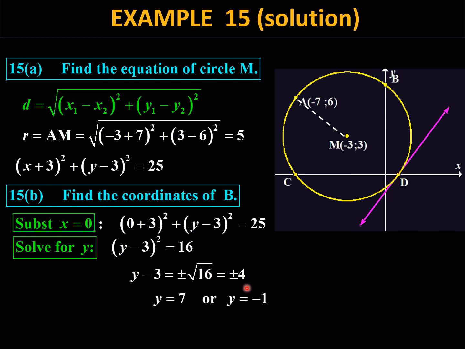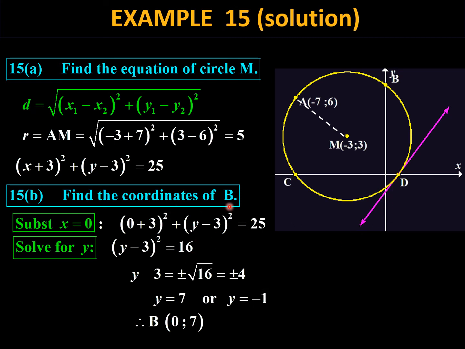Now there are two options there. I can have 4 plus 3, or I can have -4 plus 3. So I get a 7 and a -1. But you can see the B value there is a positive value. So that B coordinate has to go with the 7. So B's coordinate is 0 and 7, not 0 and -1. That 0 and -1 is the other y-intercept there.